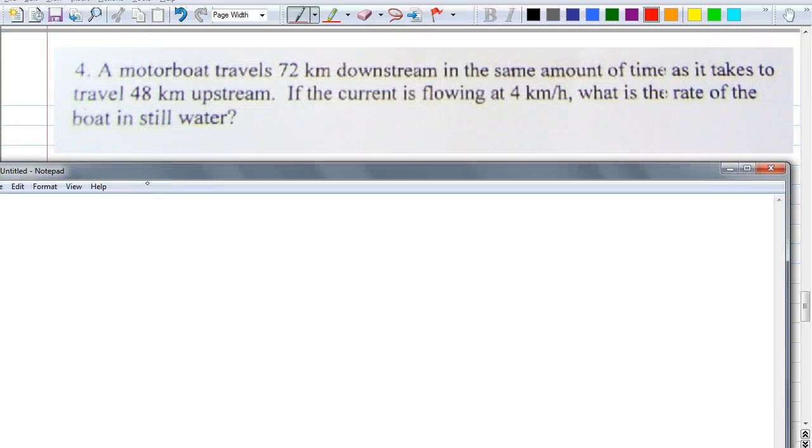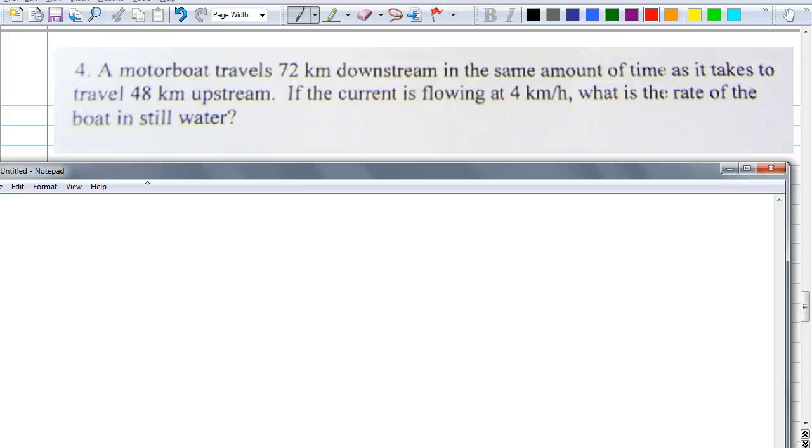Number 4 says a motorboat travels 72 kilometers downstream in the same amount of time as it takes to travel 48 kilometers upstream. The current is flowing at 4 kilometers an hour. What is the rate of the boat in still water? Now, does this make sense to you? How come the motorboat travels 72 kilometers downstream in the same amount of time as it takes to go 48 kilometers? If you're going to travel the same amount of time, how come you have different distance?